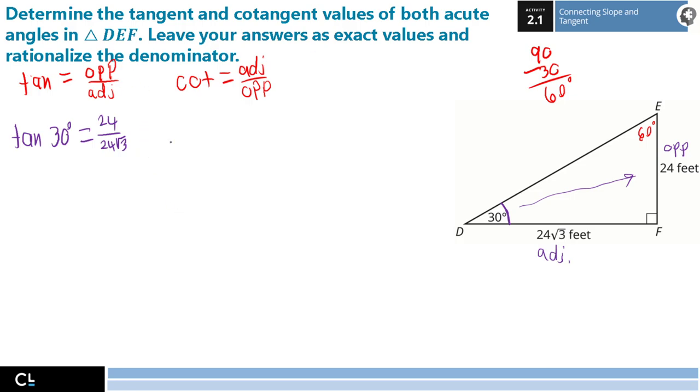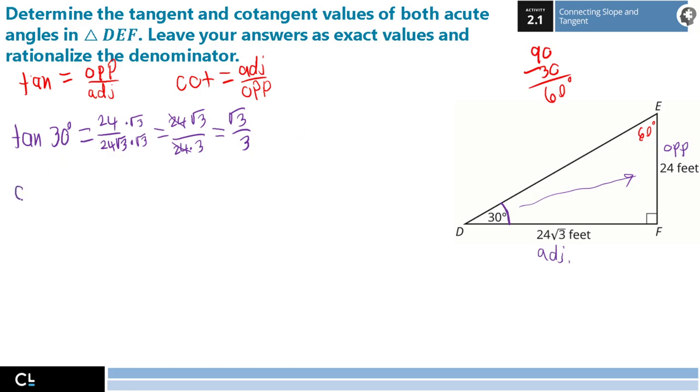Now, one thing that we have to do is get this radical out of our denominator. So what we could do is multiply the top and the bottom by radical 3, which is going to equal 24 radical 3 over 24 times 3. The reason I have 24 times 3 here is because we're going to do something before we multiply this. We notice we have a 24 up top and a 24 down below, and they will cancel. So what we're really left with is radical 3 over 3. Boom. And that's our tangent of 30 degrees.